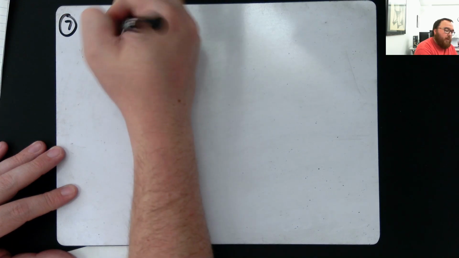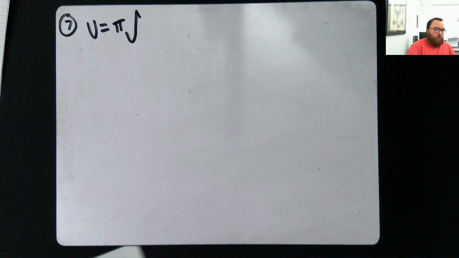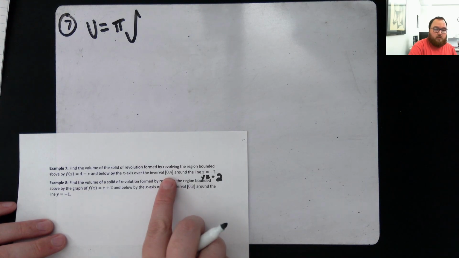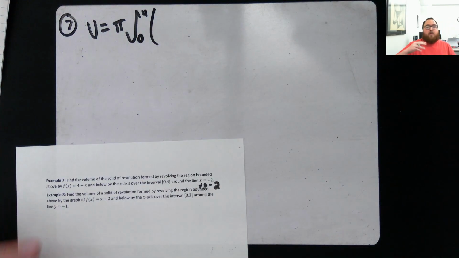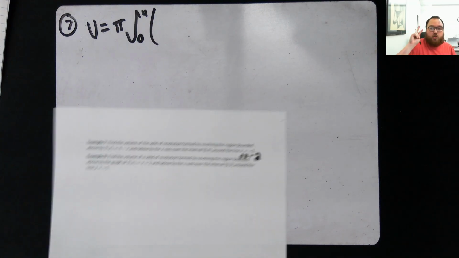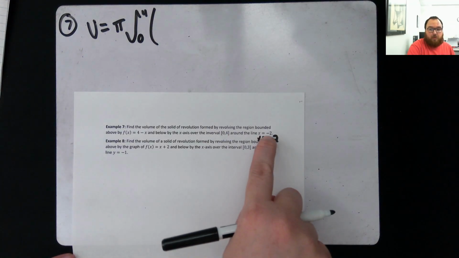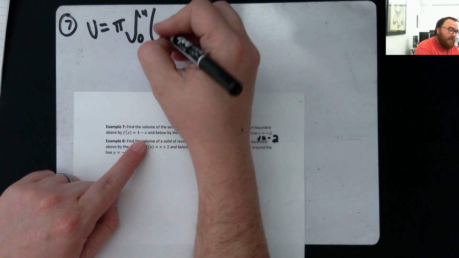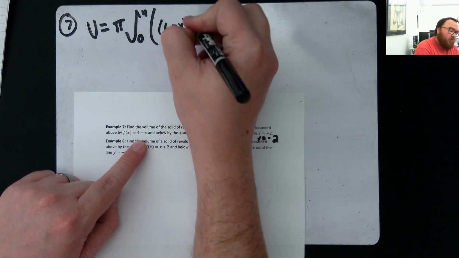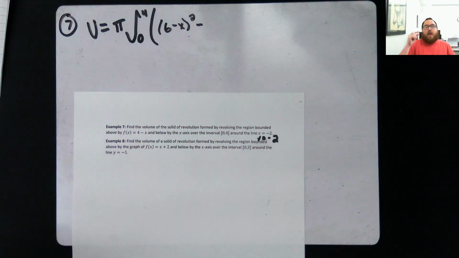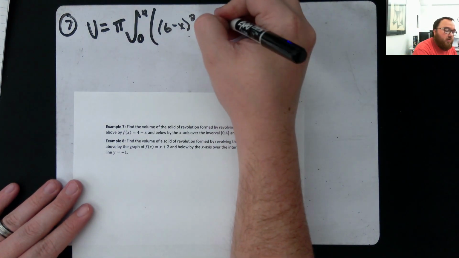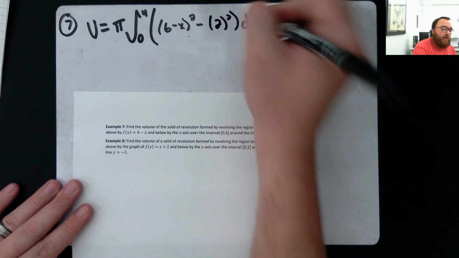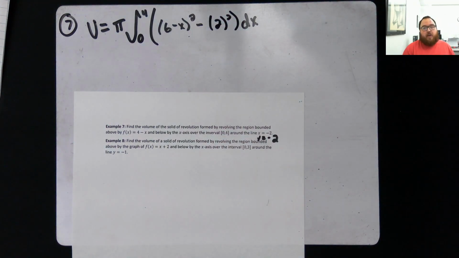the volume is going to be equal to pi. Again, we're going from 0 to 4. So again, my top graph, I'm moving it up 2 places. So this is going to be the integral of 6 minus x, squared, minus, and then I'm putting a gap there at y equals 2, so 2 squared, dx. This is how I'm going to handle that.